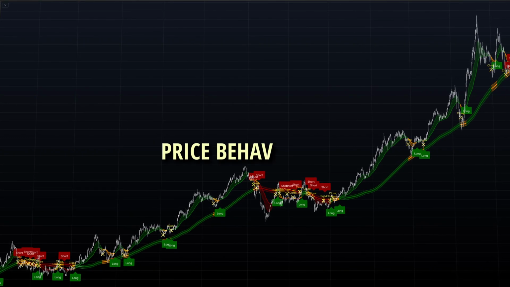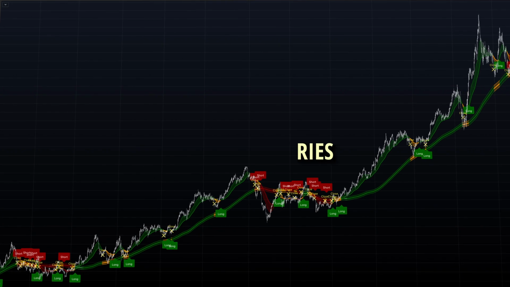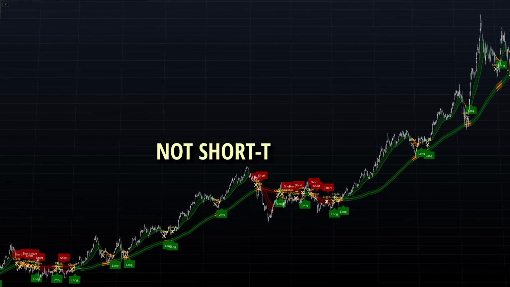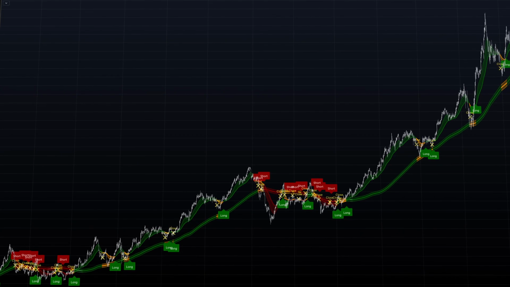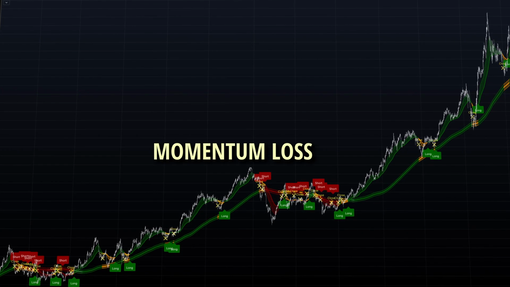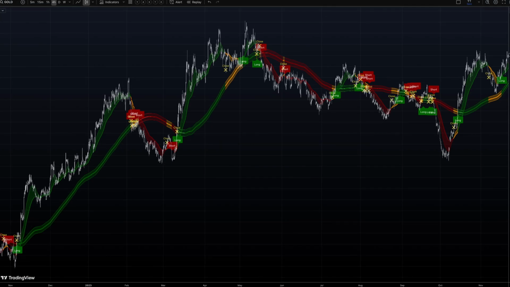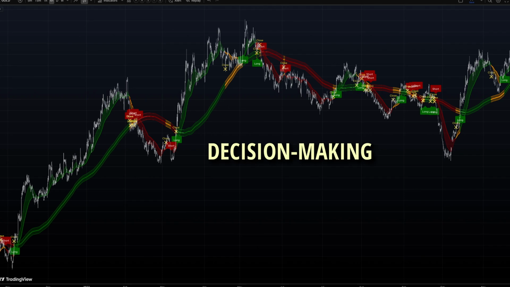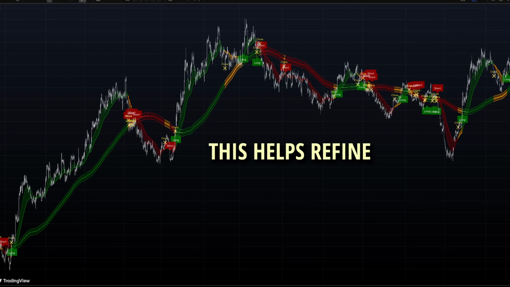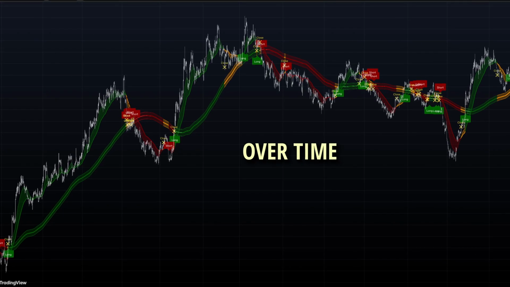Focus monitoring on price behavior relative to trend channel boundaries and EMA direction, not short-term fluctuations. Prepare for exits as price approaches technical extremes or indicator signals momentum loss. Maintain a trading journal. Record not just trade data, but also market context and your own decision-making process. This helps refine the approach and build discipline over time.